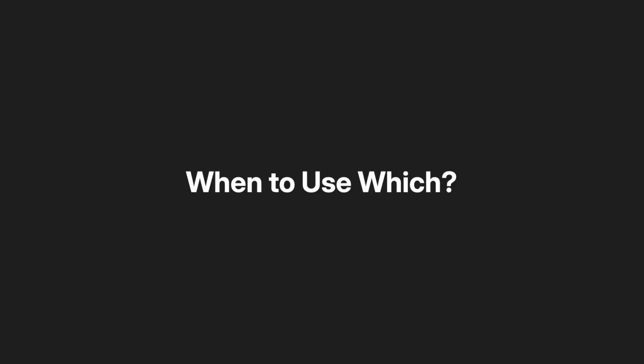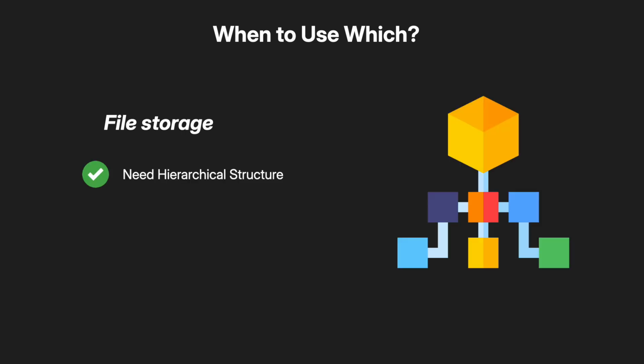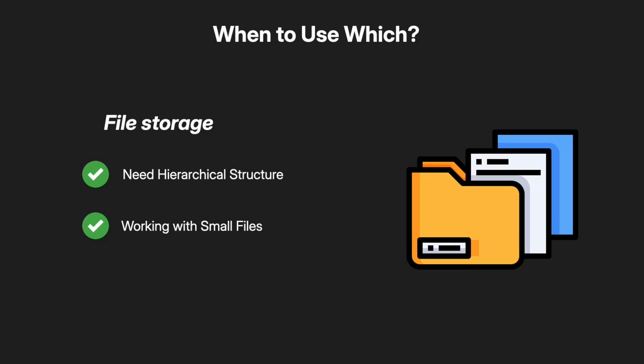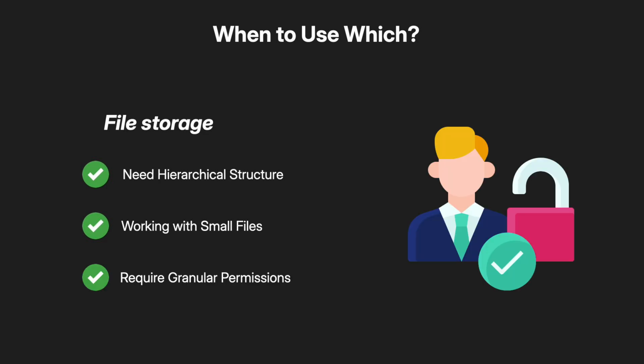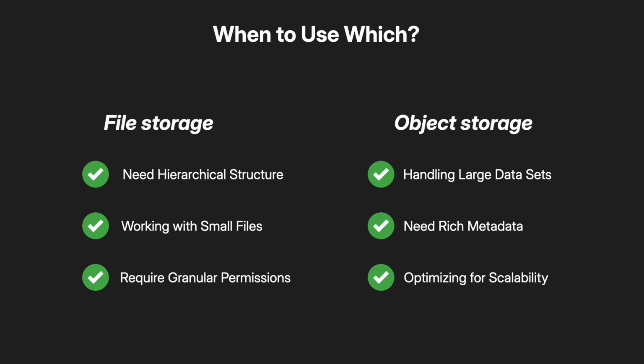So when should you choose file storage over object storage, or vice versa? For file storage, when you need a hierarchical directory structure for organizing data. When working with small files that require quick access. When you need granular permissions on files and directories. For object storage, when dealing with large data sets or big data applications. When you require rich metadata for each object. When you need a system that scales seamlessly with your data growth.